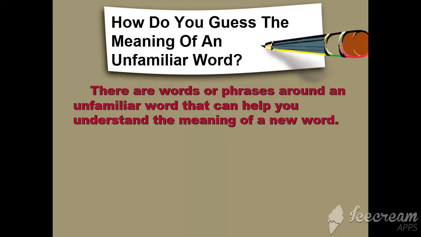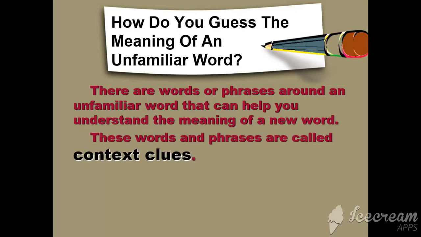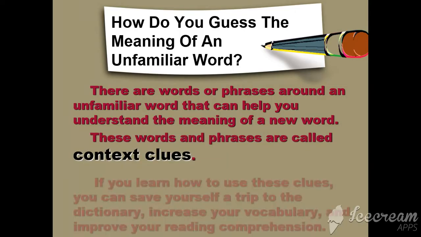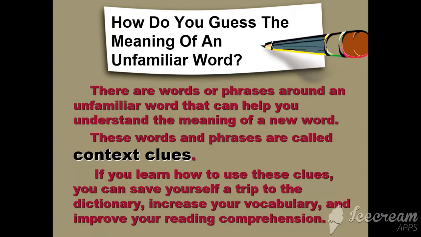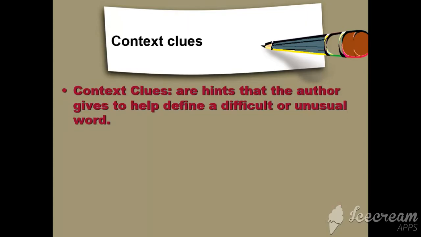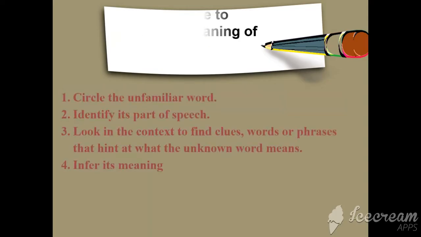There are words or phrases around an unfamiliar word that can help you understand the meaning of a new word. These words and phrases are called context clues. If you learn how to use these clues, you can save yourself a trip to the dictionary, increase your vocabulary, and improve your reading comprehension. Context clues are hints that the author gives to help define a difficult or unusual word.